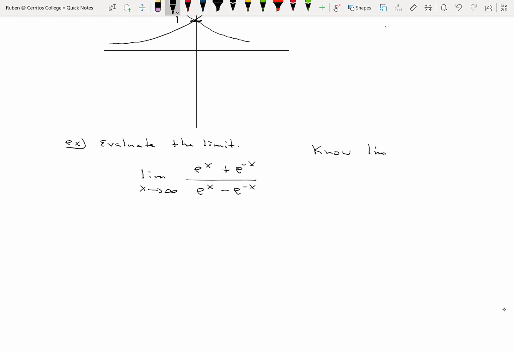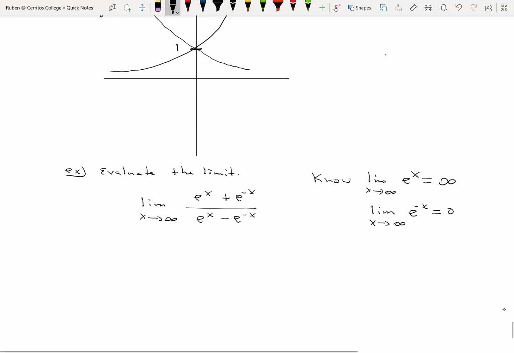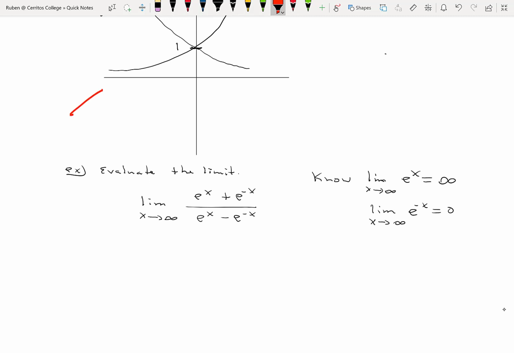We know some stuff about the natural exponential function, e to the x. We know that the limit as x approaches infinity of e to the x is positive infinity. Look at the graph. In fact, remember, the exponential function grows very quickly. Not only does it go to positive infinity, it goes to positive infinity very, very quickly. From our graph also of the second function, e to the minus x, we know that the limit of e to the negative x is 0. I'll indicate this with a little arrow. E to the negative x approaches 0 as x approaches negative infinity. E to the negative x has a horizontal asymptote as x approaches negative infinity.